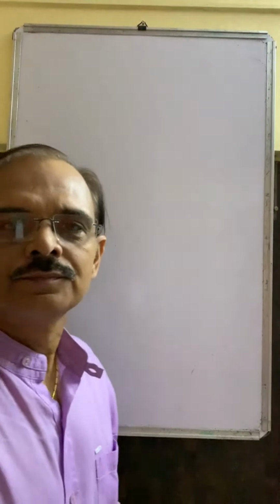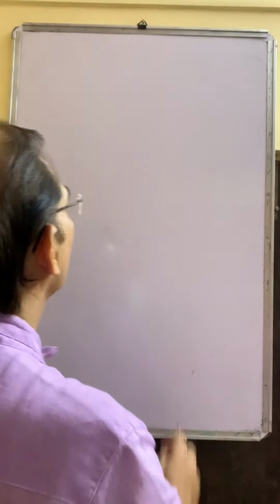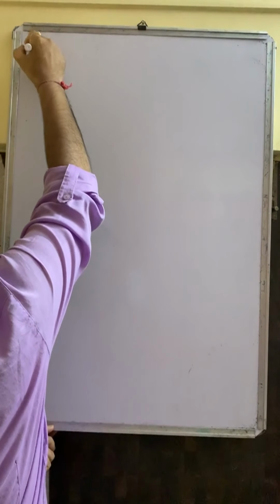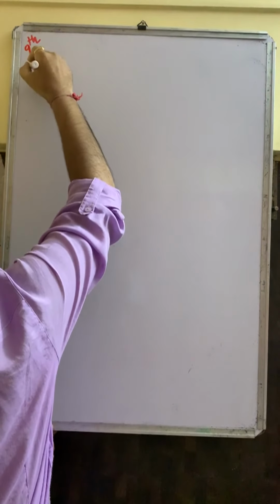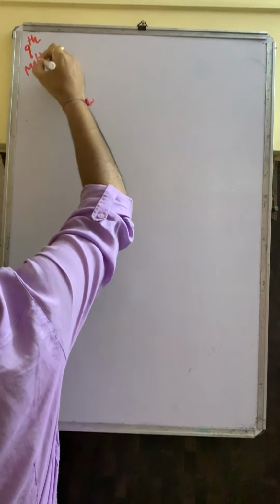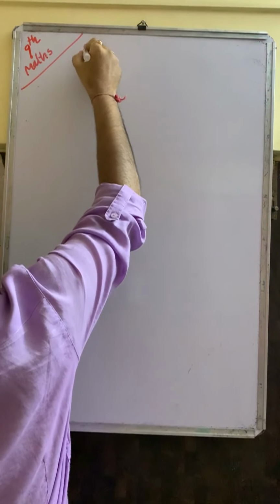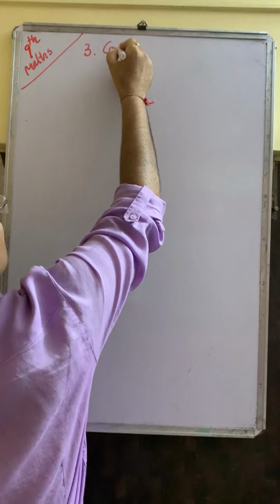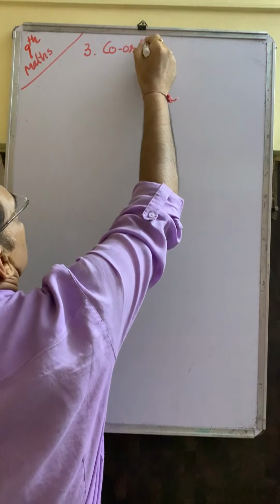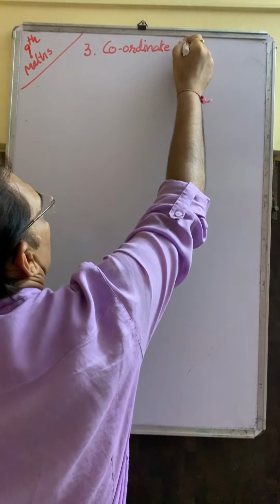Hello everybody. Now let us start your chapter number 3 in maths, that is called coordinate geometry. 9th standard maths, chapter number 3, coordinate geometry.